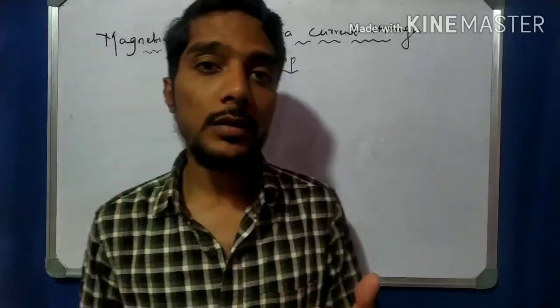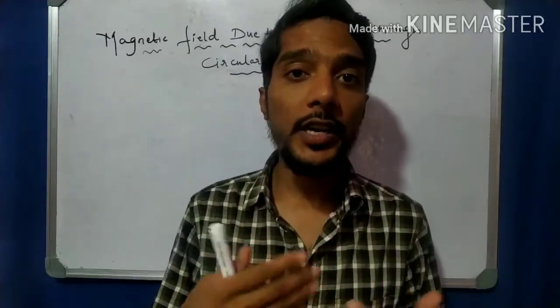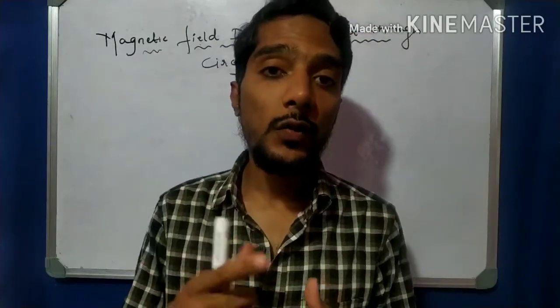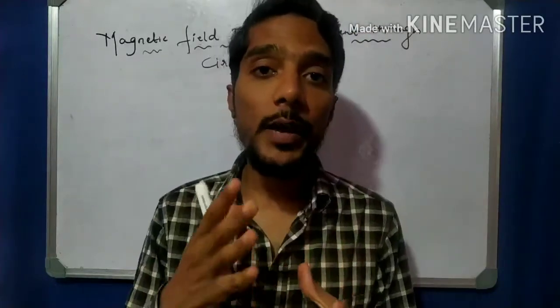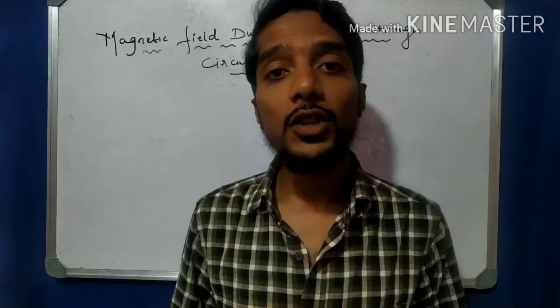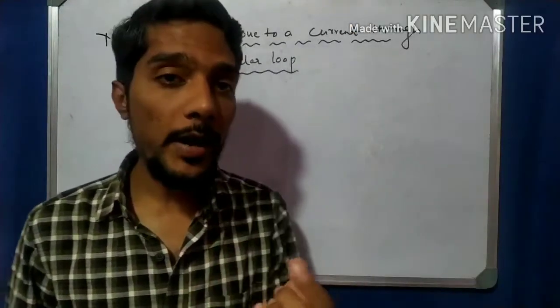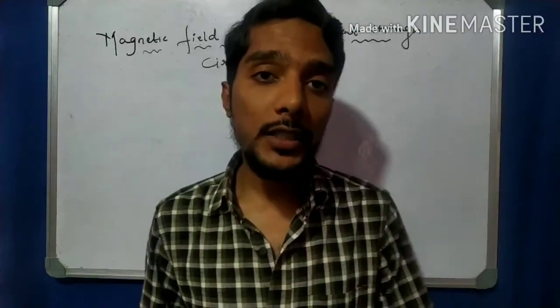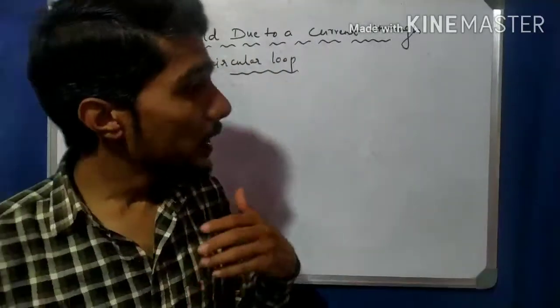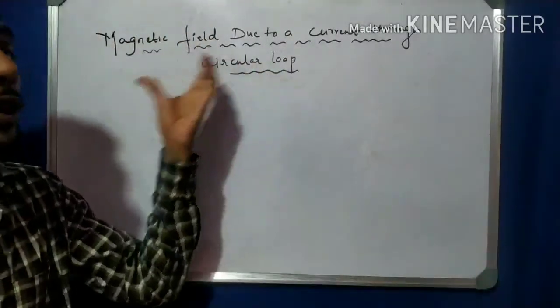studied the straight conductor carrying current. We also learned how to find the direction of the magnetic field in a straight conductor by using the right hand thumb rule. Now let us start. Take another very important point, that is about the circular loop.